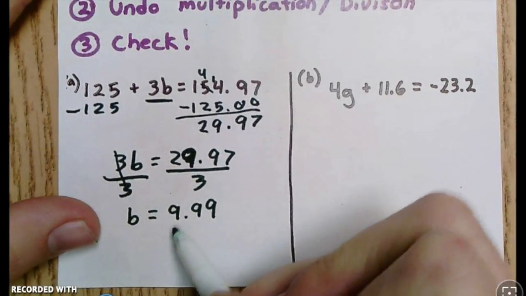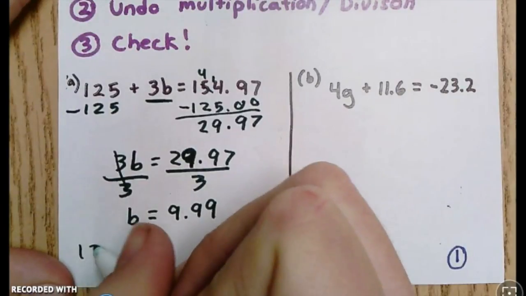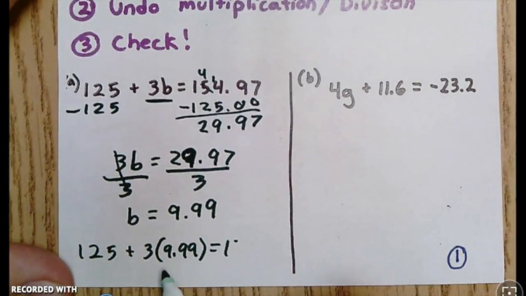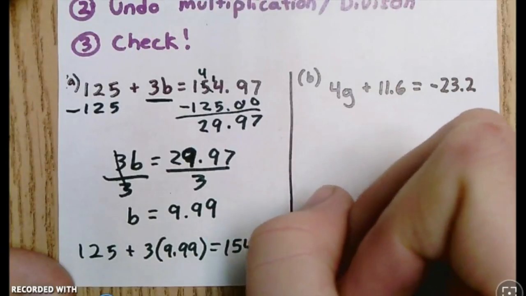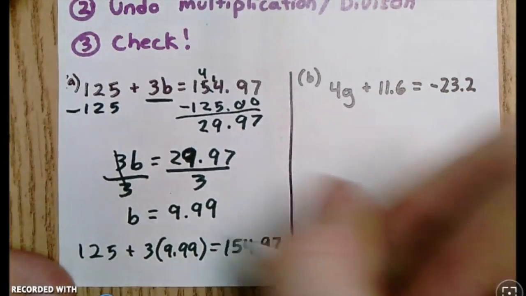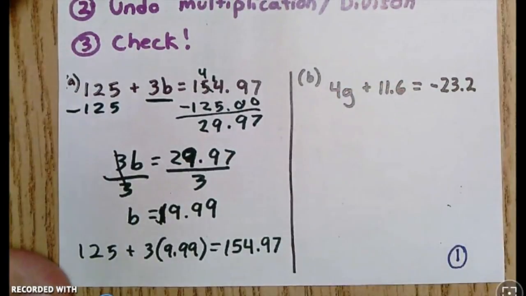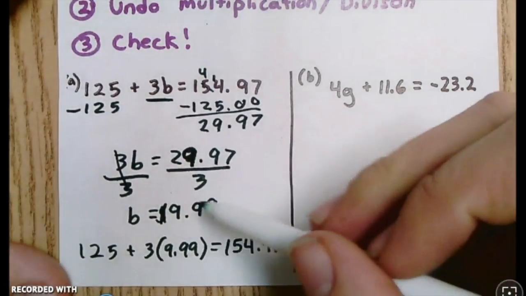So that's really easy. I'm just going to plug this right back into our equation. And now let's see what it equals. Do 9.99 times 3. You can use your calculator. It equals, and now add 125. What did you get? 154.97. And so we are correct. $9.99 is how much each bag cost him.